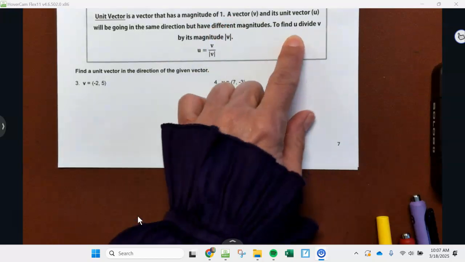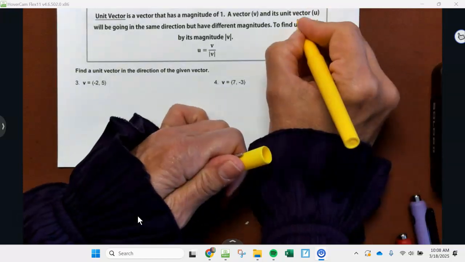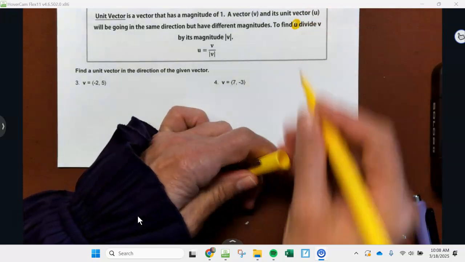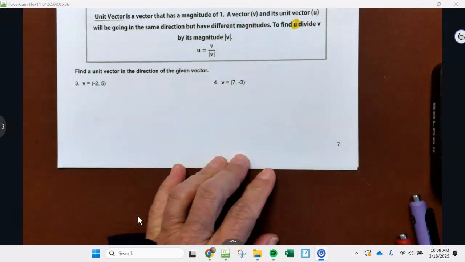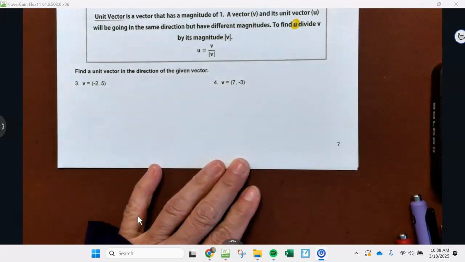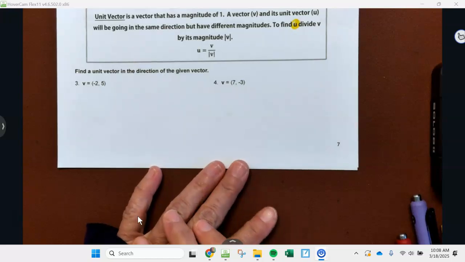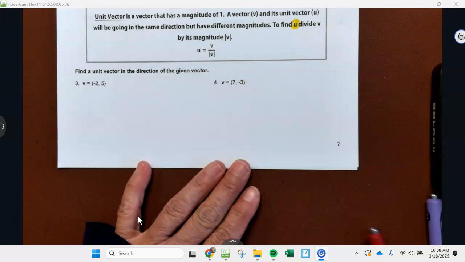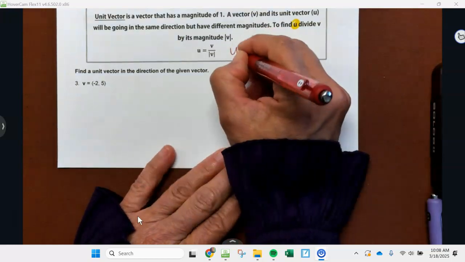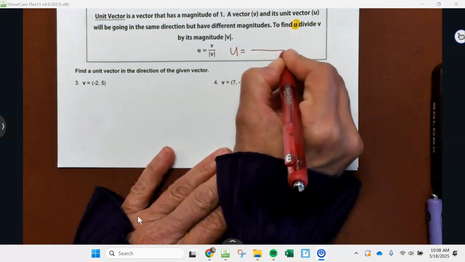To find u, by the way, a unit vector is always denoted by the letter u. If you see the letter u, it's probably a unit vector. You're going to divide v by its magnitude. All right, there is one more formula that you have to memorize. However, I am going to rewrite this formula in a way that is a little bit easier to understand.